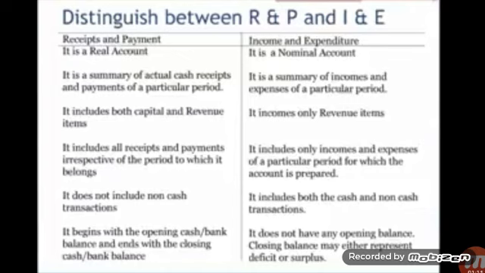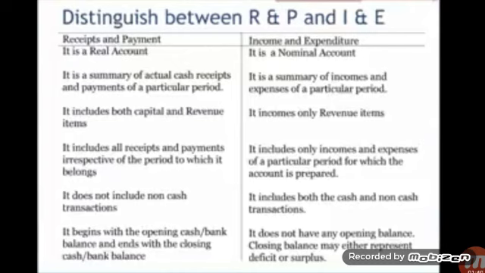Next point. Receipts and payments accounts include all cash receipts and payments irrespective of the period to which it belongs. But income and expenditure account includes only incomes and expenses of a particular period for which the account is prepared. Next point. Receipts and payments account does not include non-cash transactions, but income and expenditure includes both the cash and non-cash items.